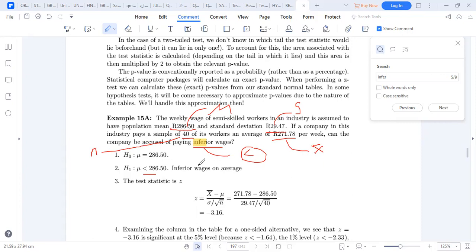So what goes in the hypothesis is the mu. So mu is equal to 286, mu is less than 286. Inferior gives us the symbol less than. Step 1. Step 2 here, we have not been given what? Our significance level. Whenever we're not given, the standard is 5%. But in this example, they used all the percentages just to explain had it been.